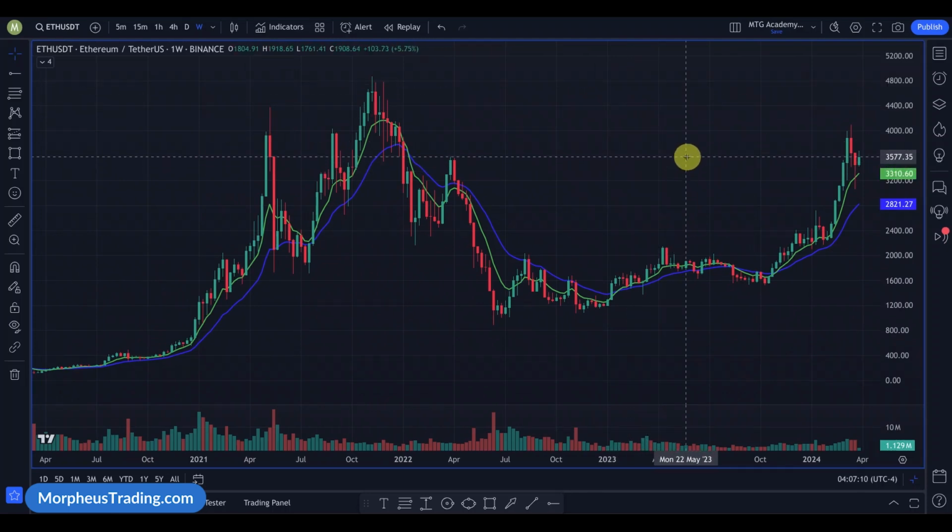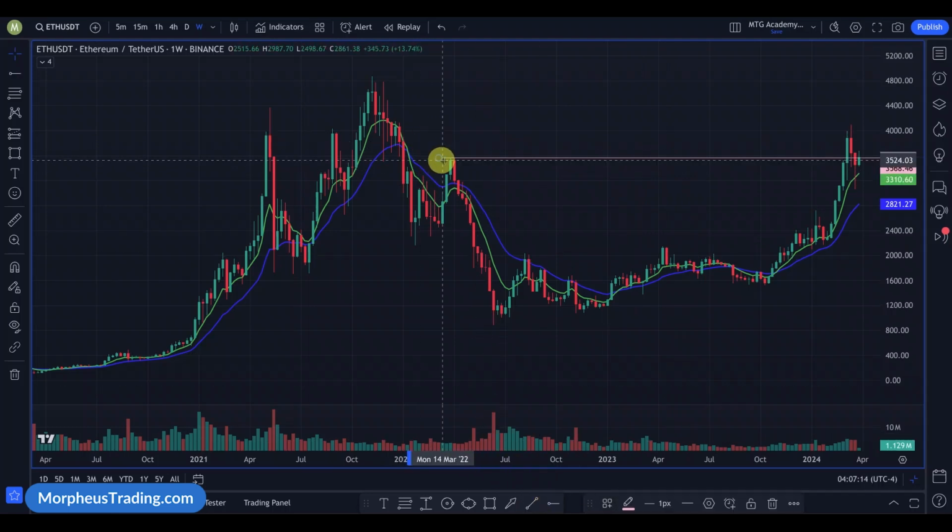So it's got some bullish momentum, but you can see here actually a bit of horizontal resistance from back in March of 2022, right at the 3,500 mark. And that's kind of become our pivot here right now. That 35 to 36 level is important.